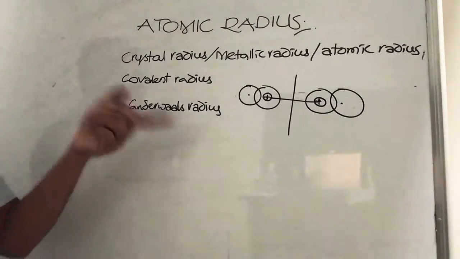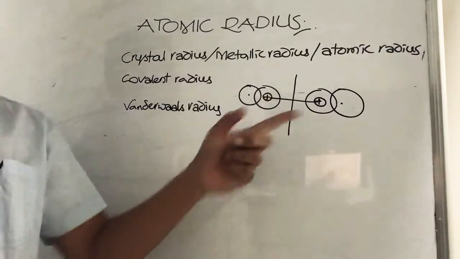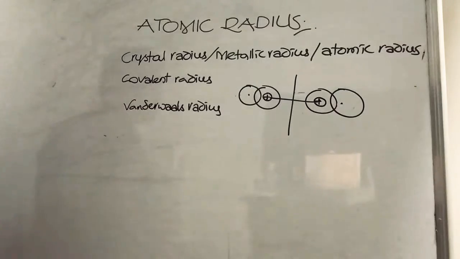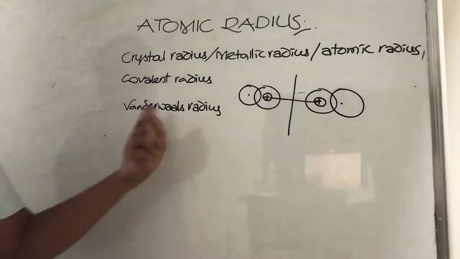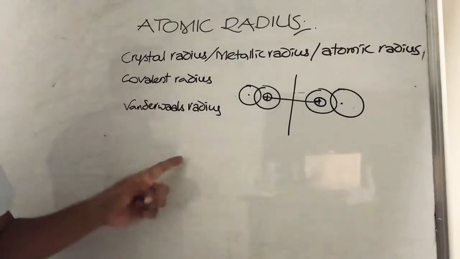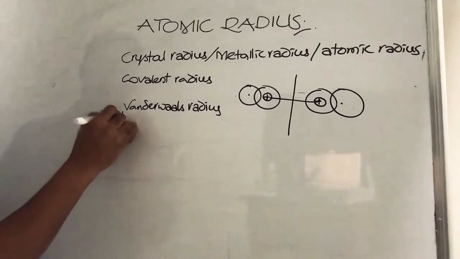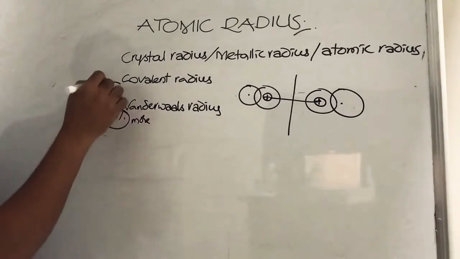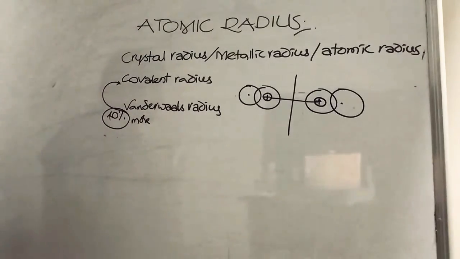Van der Waals radius is a half of the internuclear distance between the two nuclei of different molecules. This is one molecule, this is another molecule. Between them we are having only van der Waals forces. When you are taking half of this, that is called as van der Waals radius. Van der Waals radius is generally 40% more than covalent radius. Covalent radius will be 40% smaller than van der Waals radius, you can say.